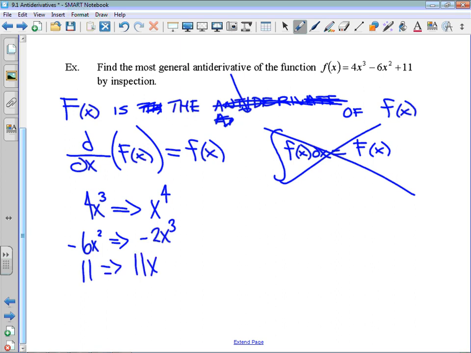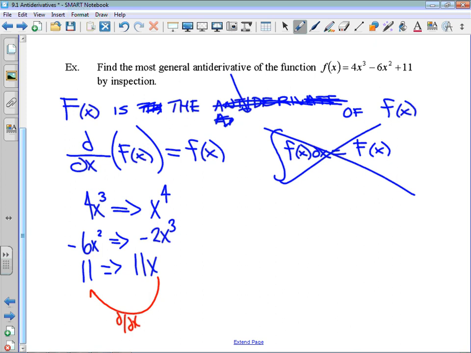Now, in order for us to identify if we've done this correctly, it should be noted that if we want to check this, we could apply the derivative to go from our antiderivative to the original. The derivative of x to the power of 4 is 4x cubed, so that checks out. The derivative of negative 2x cubed is negative 6x squared, and the derivative of 11x is 11.